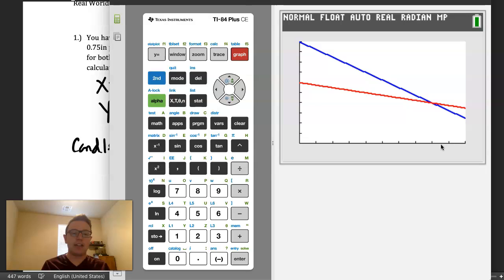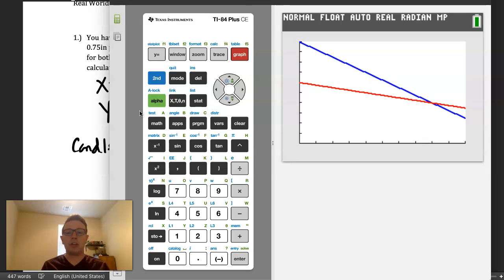And now we see we have an intersection. It looks like it's not quite, what is this? 1, 2, 3, 4, 5, 6, 7, 8. It looks like it's not quite 8 hours though. So how do we determine this accurately? Well, your calculators have a really handy tool for this. Let's go ahead and look at it.